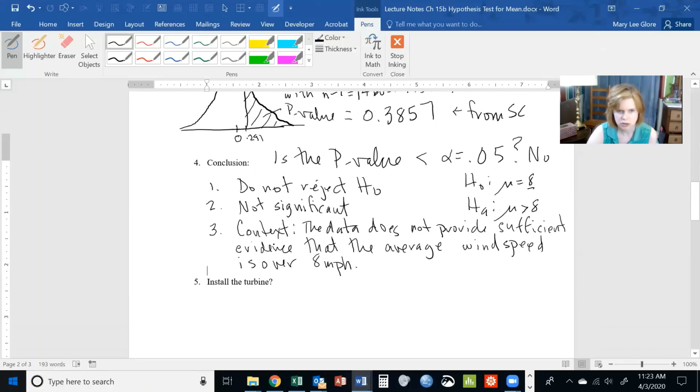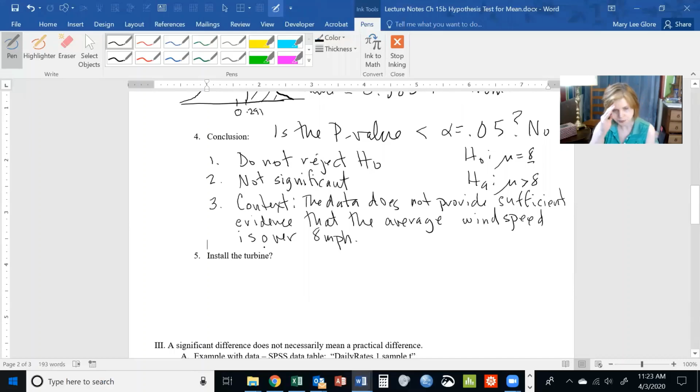Okay, question, do you install the wind turbine? We were only going to install it if the average wind speed was over 8. Now it could be. I mean, this is an inconclusive test. So the mean could be over 8. But it could be equal to 8 and it could be less than 8. All right. So basically, I'm going to say no. All right. Because we're not confident. We don't have strong evidence that it's over 8 miles per hour.